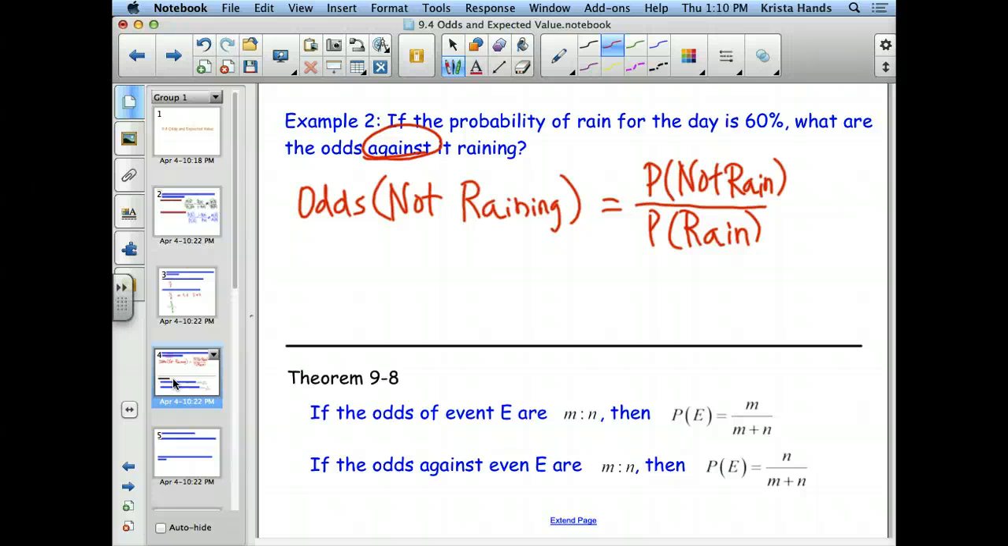40%, right? I'm just going to do it with the percents that were given. So 40%, or do it in percent since they were given. What's the probability that it does rain? 60%.